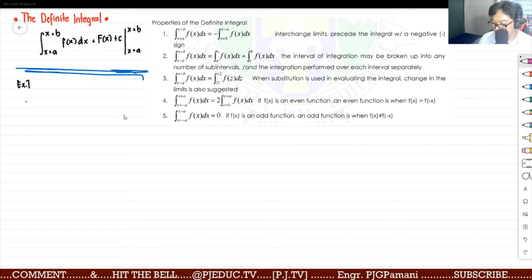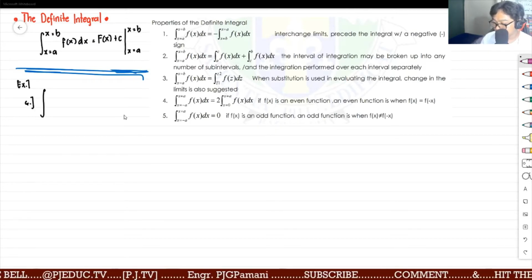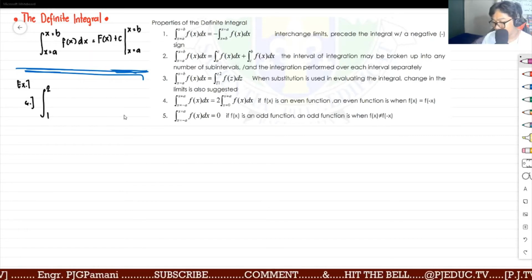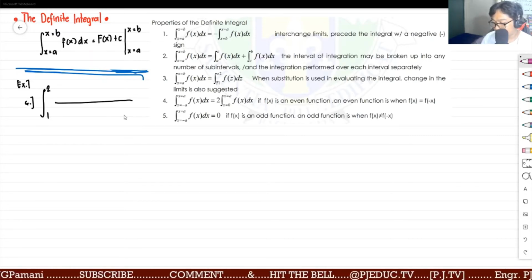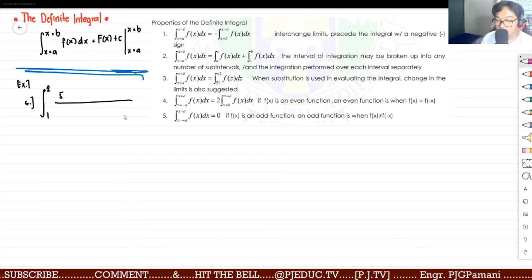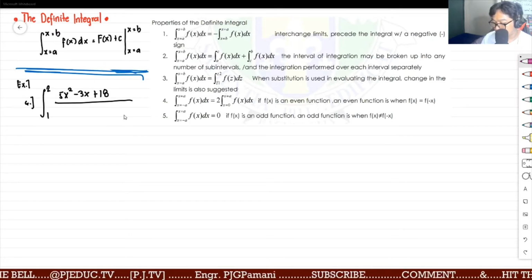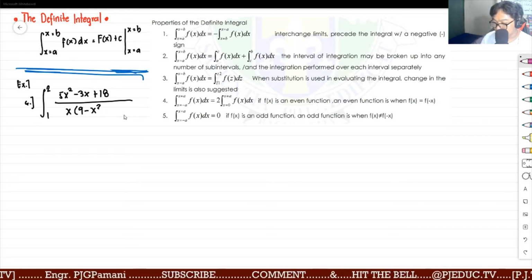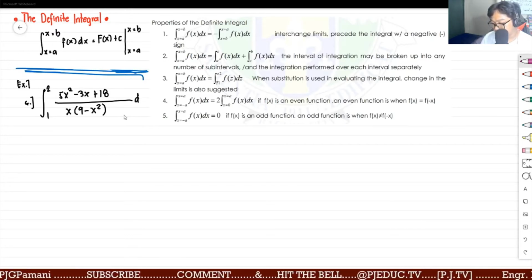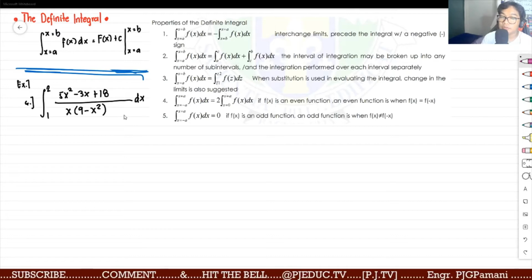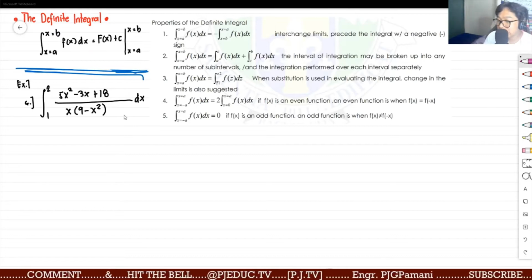So example number 6, how about if you're given this particular problem? An upper limit of 2 and a lower limit of 1. Given that we have to evaluate the definite integral of 5x squared minus 3x plus 18 over x times 9 minus x squared dx. What is that? We just finished that.